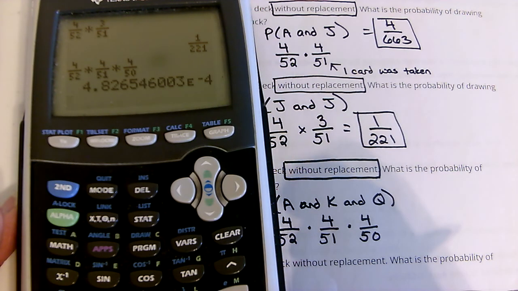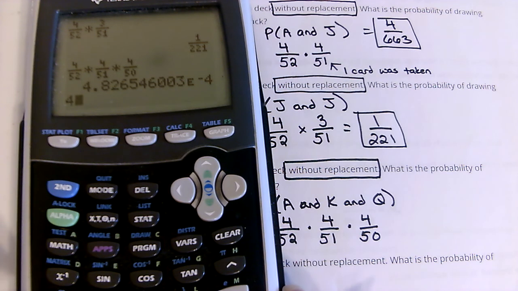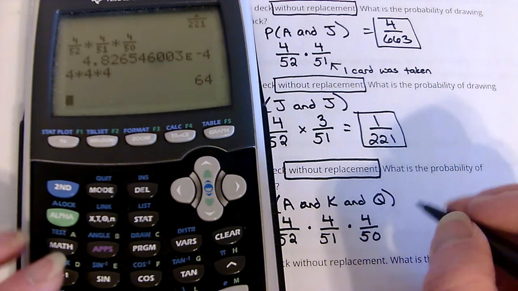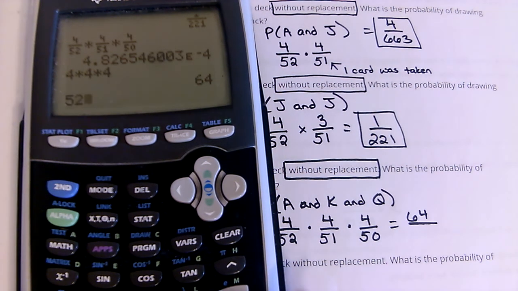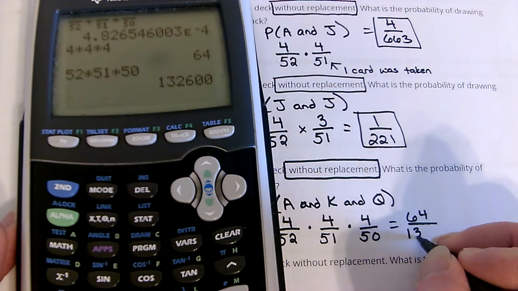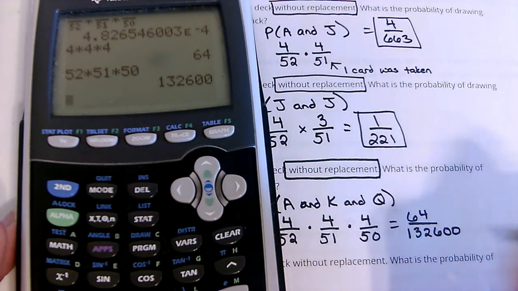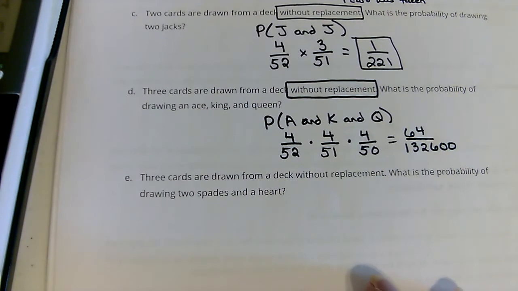See, it wouldn't even give me the fractions. So if I needed this answer in fractions, I would have to actually go 4 times 4 times 4 is 64. So the calculator didn't help me much there. 52 times 51 times 50 is 132,600. So be careful, sometimes the calculator may not help you.